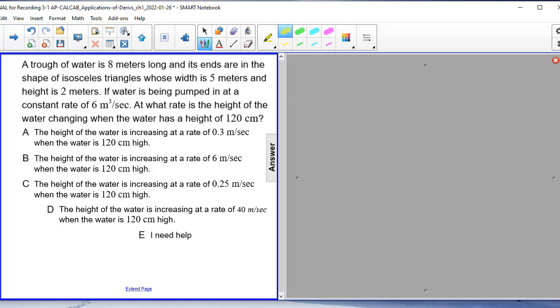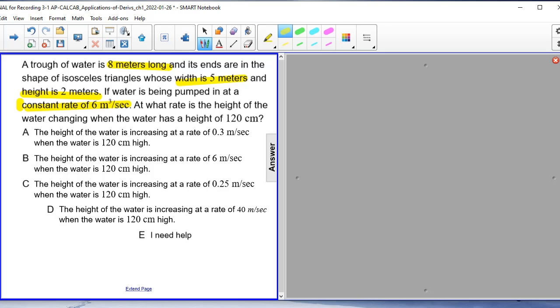So what we know is that the water trough is 8 meters long. We know that it's an isosceles triangle, and the width of the isosceles triangle in the trough is 5 meters, and the height is going to be 2 meters. Those are the static measurements. The constant rate here is given as 6 cubic meters per second. That is going to be our dV/dt, the change in volume related to time.